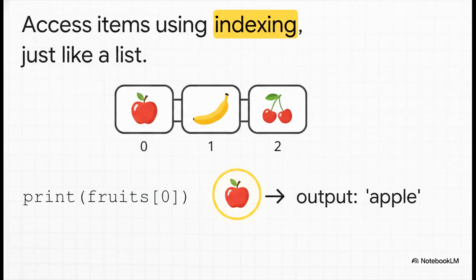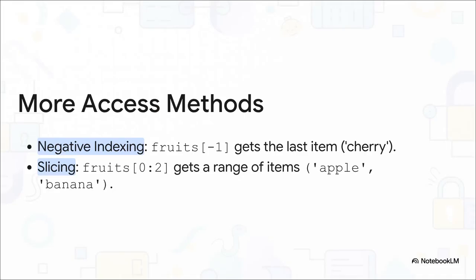Okay, so once you have your tuple, getting stuff out of it is exactly the same as with a list. You just use square brackets and the item's index number. And remember, we always start counting from 0. So index 0 gives us our first item, which is apple. And the similarities to lists don't stop there. You can use negative indexing, where -1 always grabs the very last item. You can also use something called slicing to carve out a specific range of items. Doing that actually creates a brand new, smaller tuple from your original one.